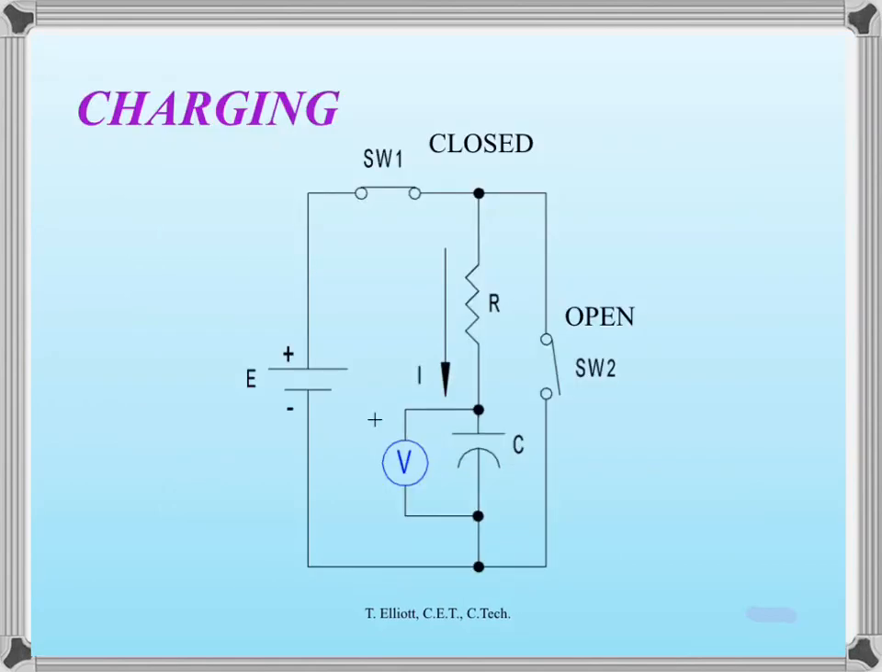Okay, basic charging circuit. Our initial assumption is that the capacitor voltage, Vc, is equal to 0 volts. So the capacitor is initially discharged. And then with switch 1 closed, we will have a current path all the way down, like that, to start charging the capacitor.